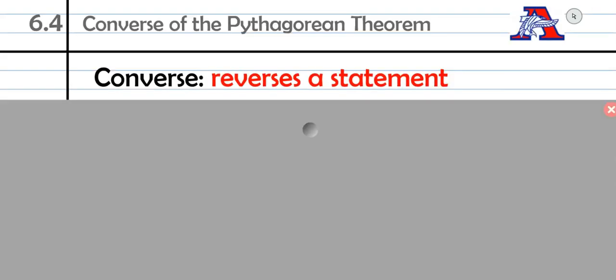Before we get started with talking about what the converse of the Pythagorean theorem is, I thought it would be useful to know what the converse of something is in math. Basically, all it does is reverse a statement. So if you say something in one order, a converse reverses the order of that statement.